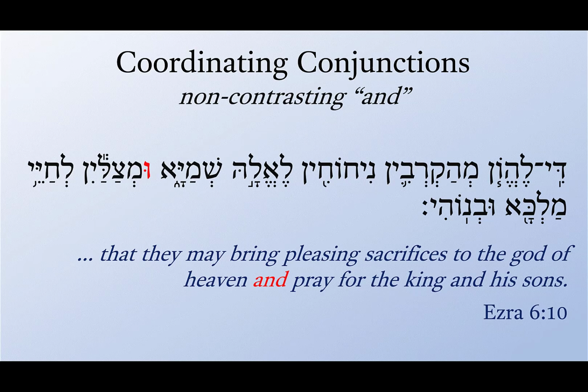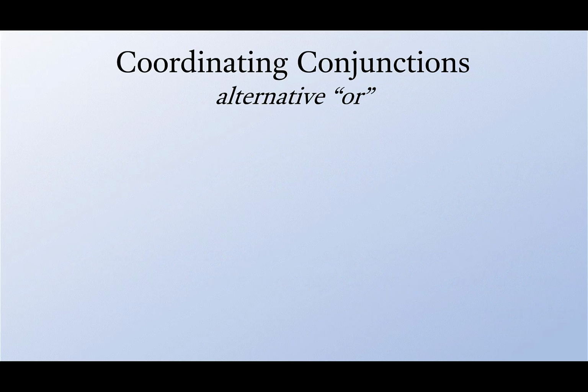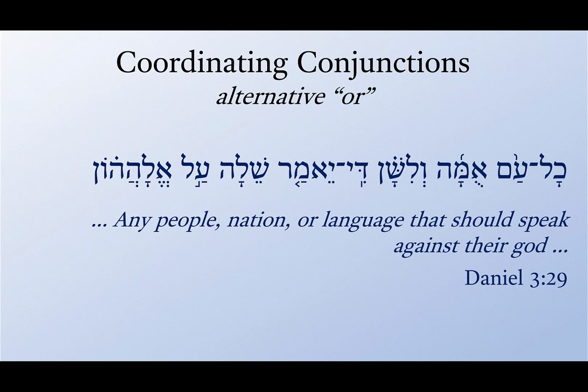Well, what else can vav do? There's also an alternative use, which is to say "or." In Daniel 3:29: "any people, nation, or language that should speak against their God." We can see that "people, nation, and language" is a list that is not supposed to be sort of the same idea as "and." "Any people, nation, and language that should speak against their God" is not as natural an understanding as an alternative use here with "or." And we see that the form of this vav is vav with the vocal shva at the beginning of a word, all as expected from our Hebrew studies.